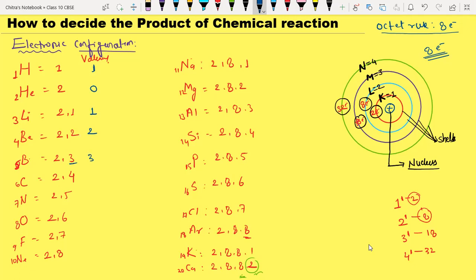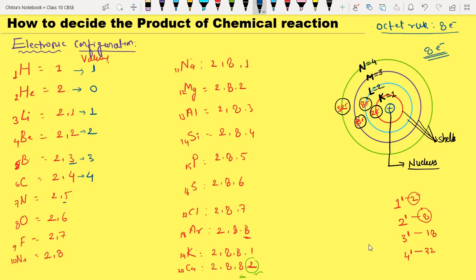Now for carbon. Carbon has 4 electrons in its outermost shell, and the octet rule says 8 electrons will come. So carbon may lose 4 electrons, or may share electrons, or may gain electrons. Its valency will be 4. See, carbon has valency 4. That's why carbon is called a tetravalent element. Tetravalent means the element having valency 4. Now we are discussing nitrogen.